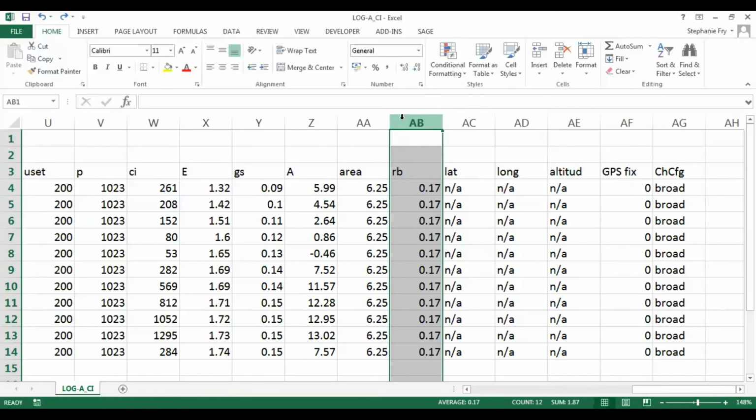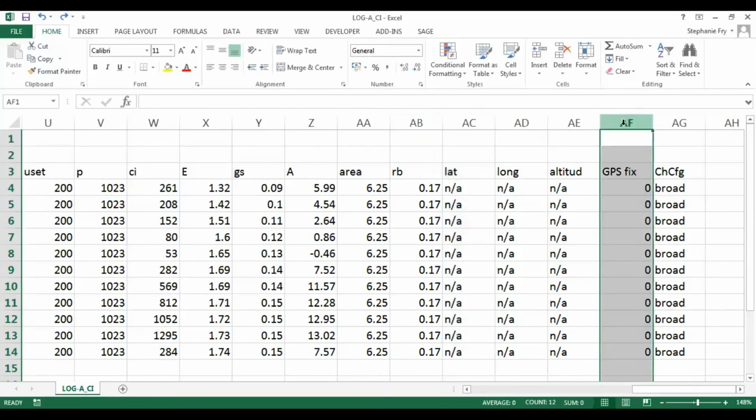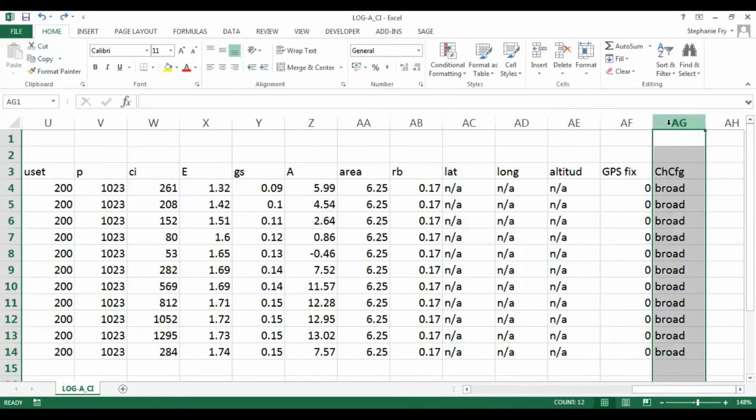The next four columns refer to the GPS module fitted in the LCpro T. In this case, measurements were taken indoors and no values are shown here. When outdoors, there would be a value for each and a fix indicator to give the strength of the GPS signal. The final column is the chamber configuration. In this case, a broadleaf chamber was being used.